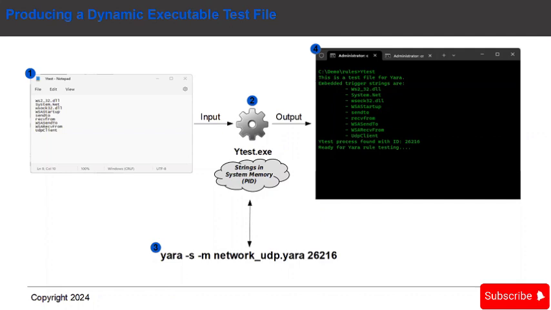You can see in this diagram here that we have ytest.exe. It pulls input from a standard text file, embeds those strings inside the application itself as it's running, and then we can use YARA in order to inspect that running process.